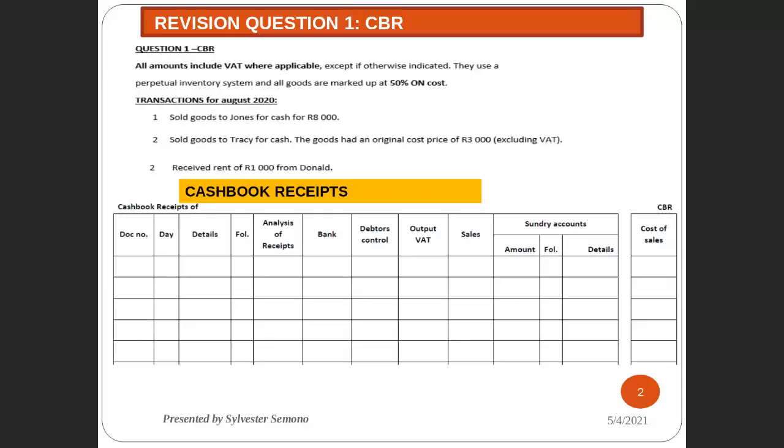I'm just going to quickly go through this. Remember, I said your test 3 is going to be based on 3 and 4. So this is part of 3 and 4. So we need to know how to record.